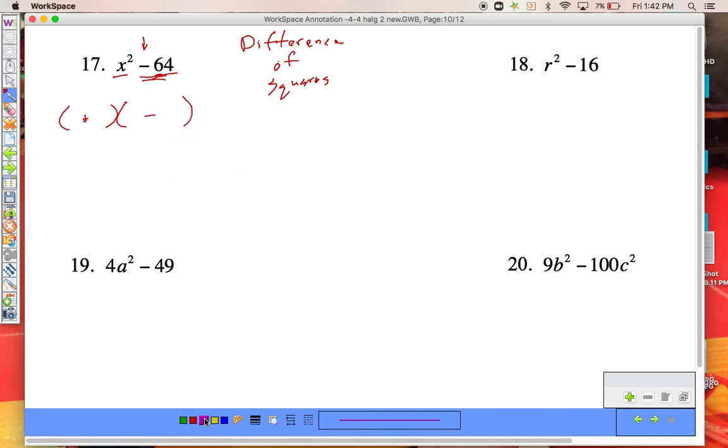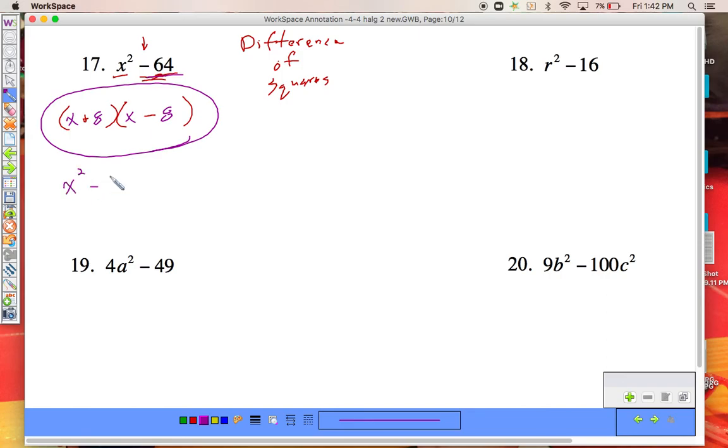I'm going to take the square root of x squared. What times itself is x squared? x and x. What times itself is 64? 8 and 8. And I'm going to say x plus 8 and x minus 8. A difference of squares. 2 perfect squares separated by a minus sign. Square root of x squared is x. I put that in the front. Square root of 64 is 8. I put those in the back, and I put a plus and a minus.